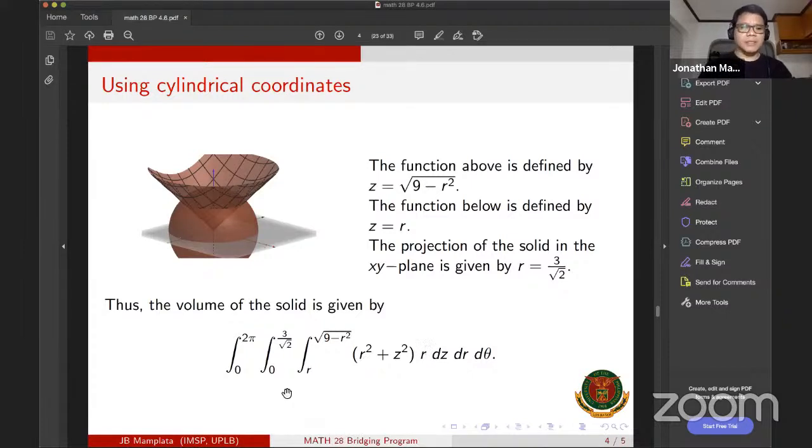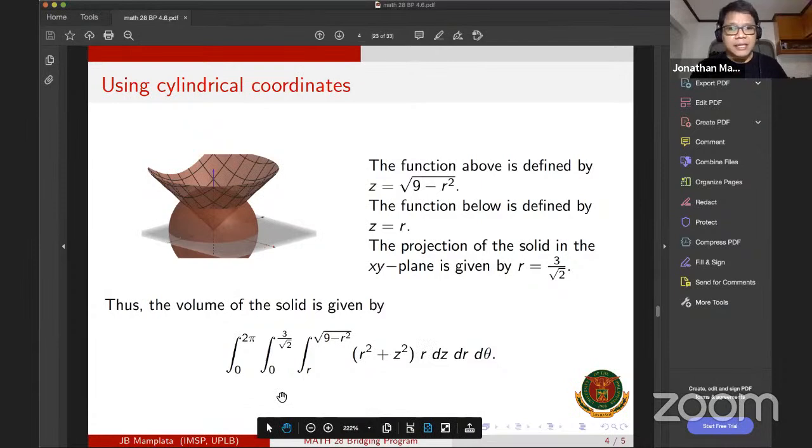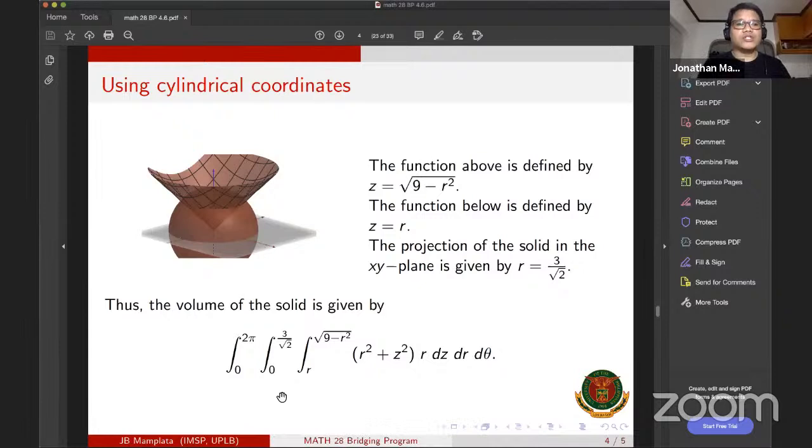And take note, if you evaluate this integral, the value of that should also be equal to the value of the triple integral in the Cartesian coordinate system. Since they are just defining just one solid.